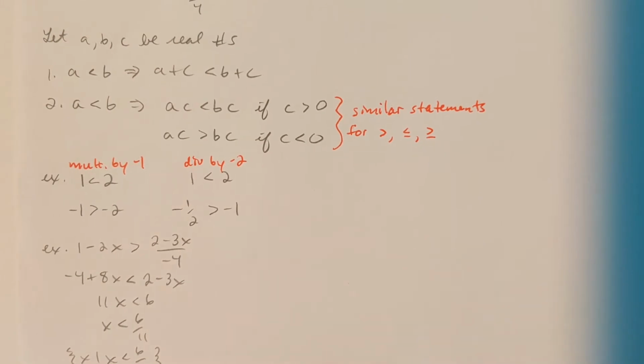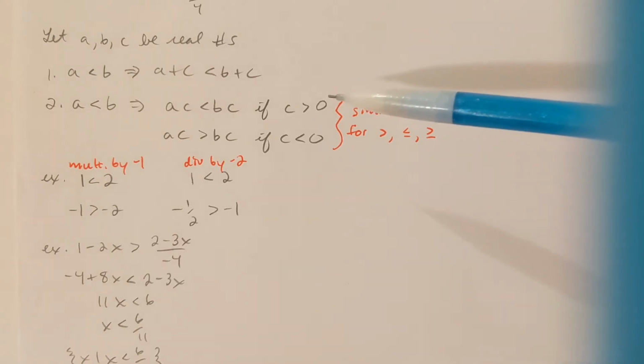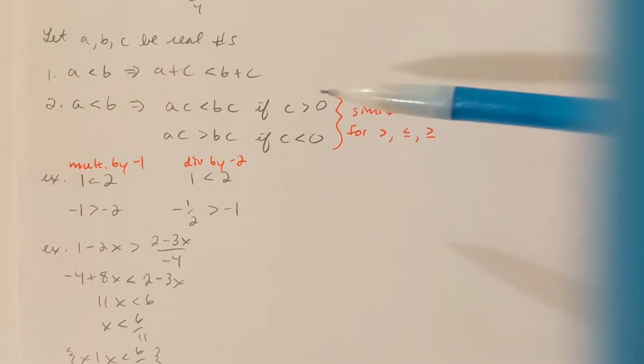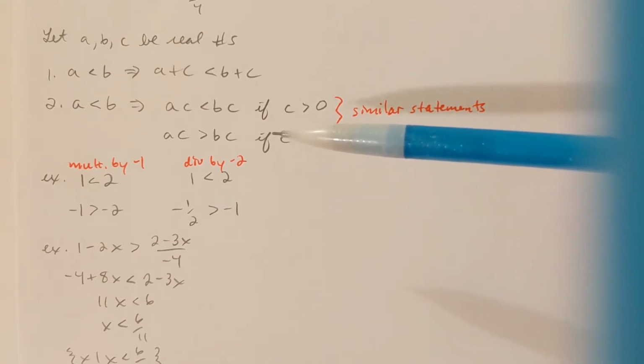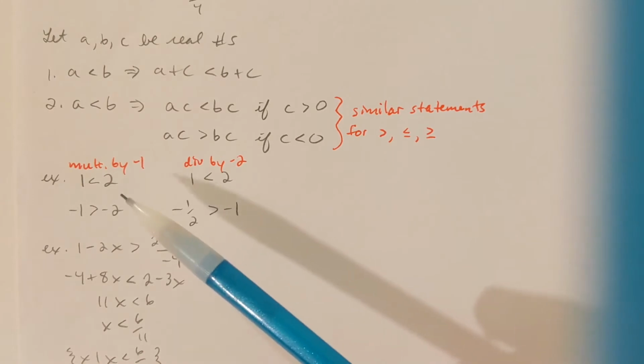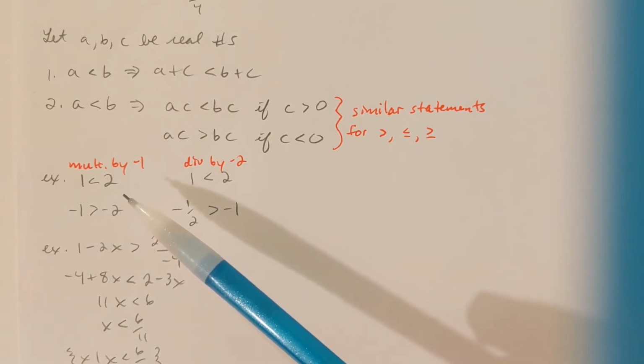Okay, so let's let A, B, and C be real numbers. If A is less than B, then A plus C is less than B plus C, and AC is less than BC if C is positive. If C is negative, then AC is greater than BC. Similar statements apply if you have a greater than, a less than or equal to, or greater than or equal to.